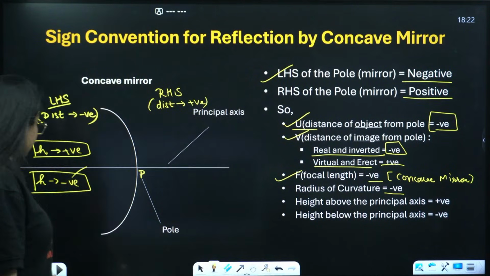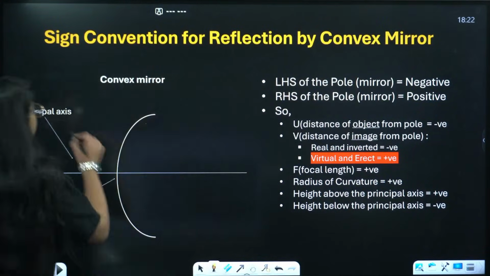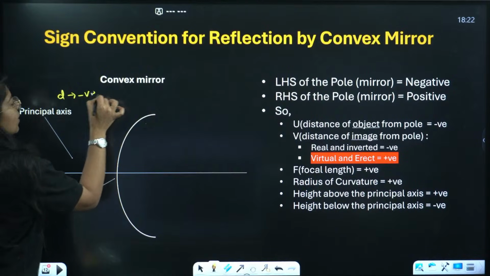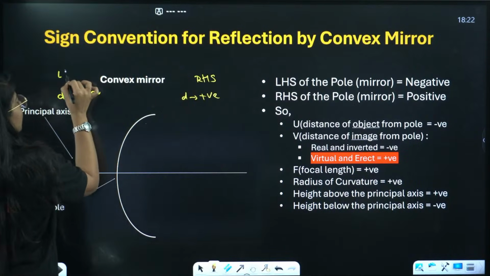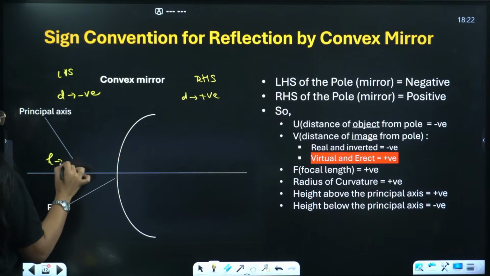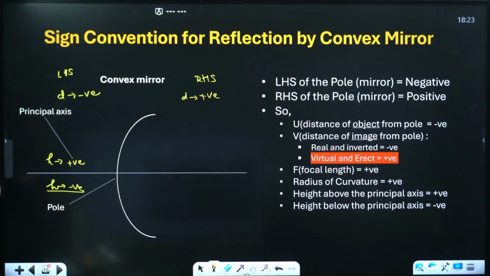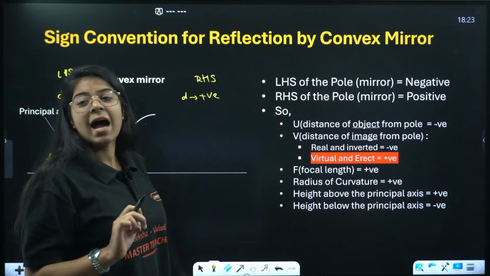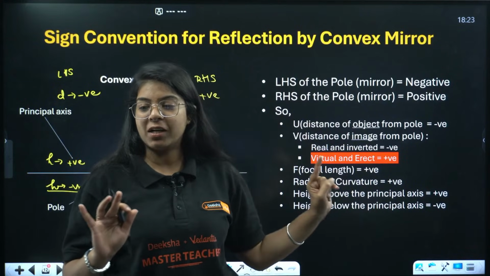चलो, next is same sign convention but convex mirror. Now again here the distance is negative, distance is positive, right hand side, left hand side. Height above the principal axis positive, height below the principal axis negative. Till here everything is clear? Done? I'll explain everything to you about refraction. Just give me 1 minute. We are done with mirrors, okay?